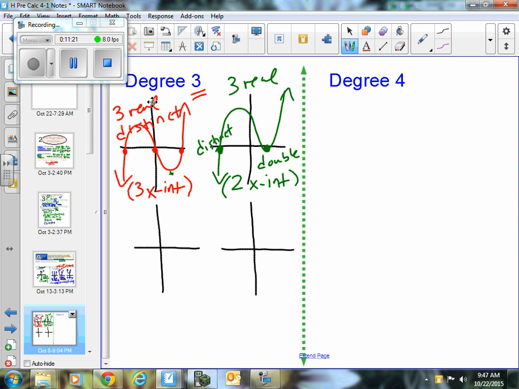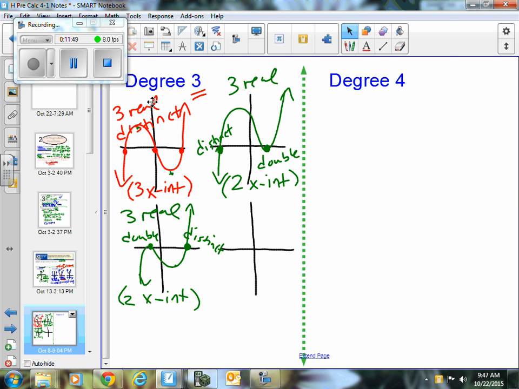Well, I could have done that going the other direction. I could have dropped this original graph down and had this relative max be the point that just touches. So let's take a look at what that one would look like. So we have the relative max, and then we have our distinct solution over there. That would still be 3 real with 2 x-intercepts, because this one's a double and that one is distinct. So we have that option as well. So we have lots of different ways that that can look.